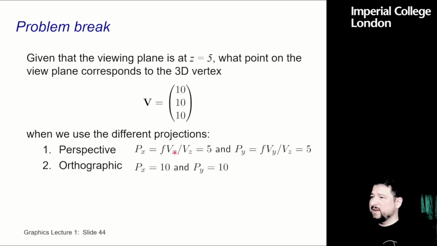The V's, X, Y, Z goes in. Our view plane is at Z5, so our F is 5. So it's 5, 10 over 10 is 5. Py is again 5 times 1 is 5. Orthographic is 10 and 10, because we just leave out the Z component and just take it as it is.